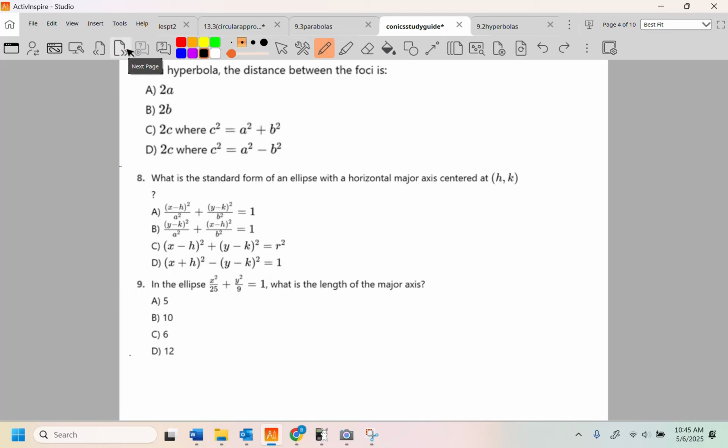All right, in a hyperbola, the distance between the foci is blank. Okay, so c is the distance from the center to the focus. That's what it is. It doesn't really matter how you drew it.